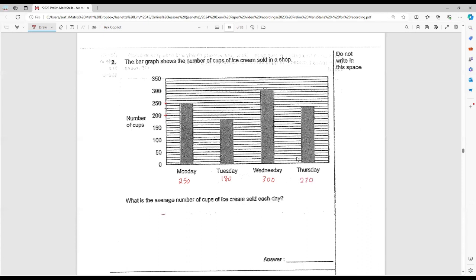To find the average, we have to first find the total. So for the total, we add them up: 250, 180, 300, and 230. This will give us 960. Now, the average across the 4 days will be 960 divided by 4. 240 is the average.